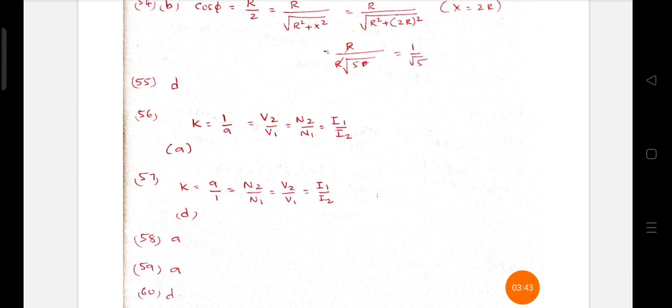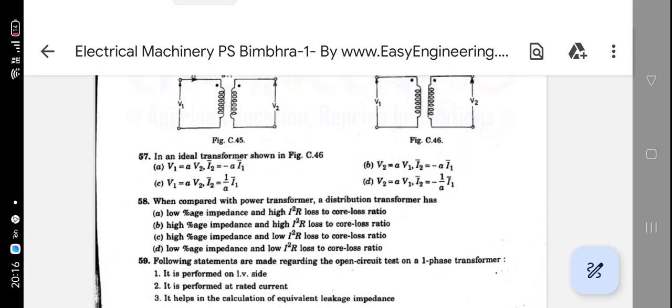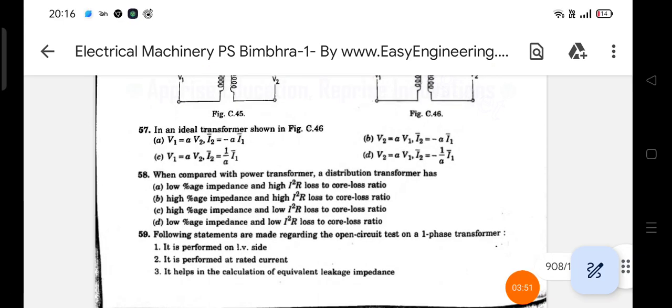Next, the 58th question. When compared with a power transformer, a distribution transformer has, this is a direct question, low percentage impedance and high I square loss to core loss ratio. That means copper losses should be more. That means the 58th question's answer, A, is correct.